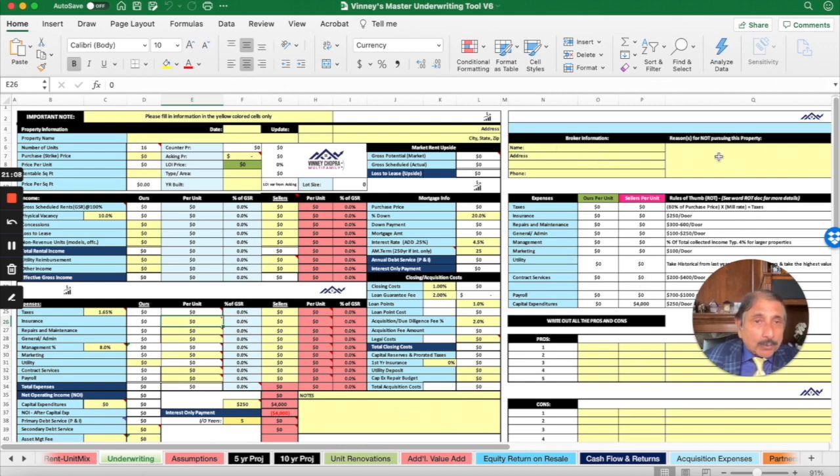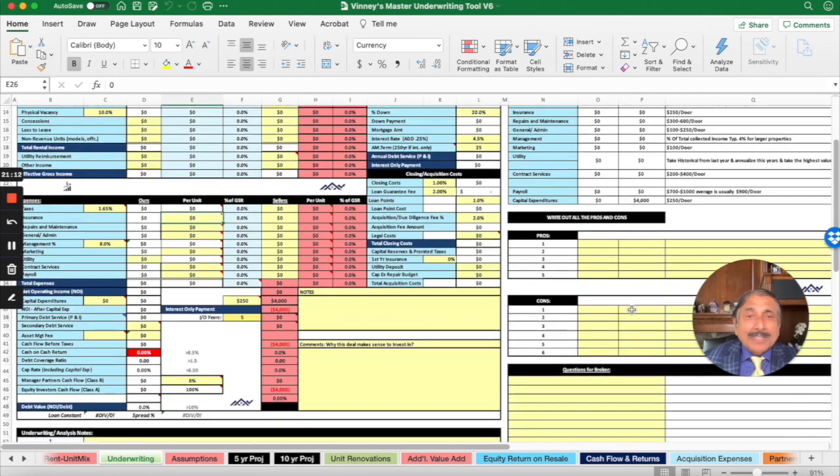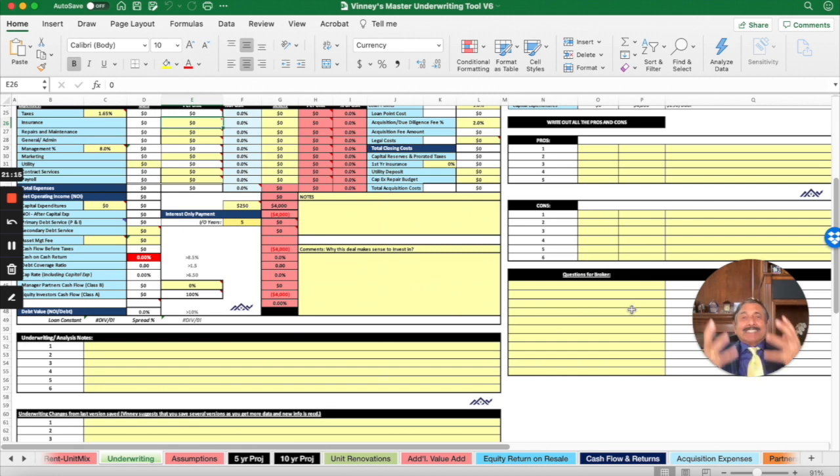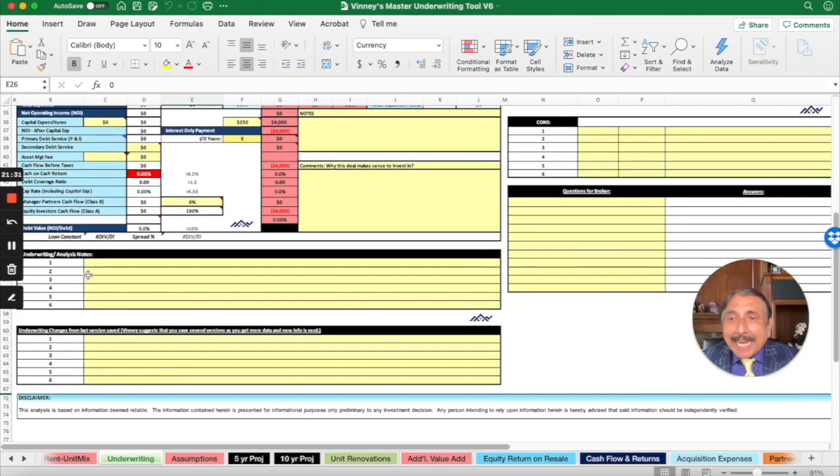Then of course, brokers information you could put there. Yellow things are the ones to really fill in. That's why we designed this worksheet, so that you could take time to fill in these pros and cons. Why are you so excited to buy this property? What are some of the notes? What are the comments? Why this deal makes sense to invest. Underwriting analysis notes right there. And then questions for the brokers and their answers. All these things are designed to crush it.